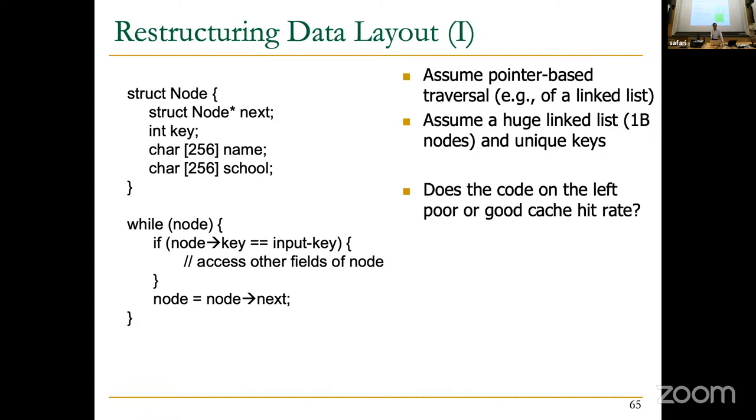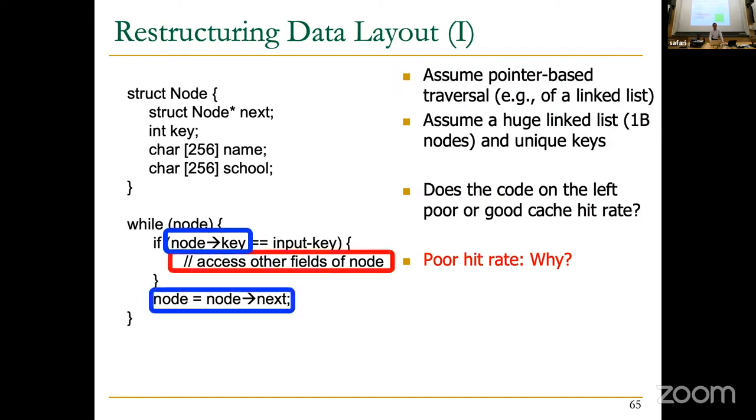Does this code on the left have poor or good cache hit rate? And the answer is it has terrible cache hit rate because of this. The frequently accessed data is blue over here, and the other fields are not frequently accessed. The likelihood of the key matching in this 1 billion accesses is very low, assuming you have unique keys. So this is not frequently executed code, not frequently executed data. Key and next are the frequently accessed fields, but name and school are not.